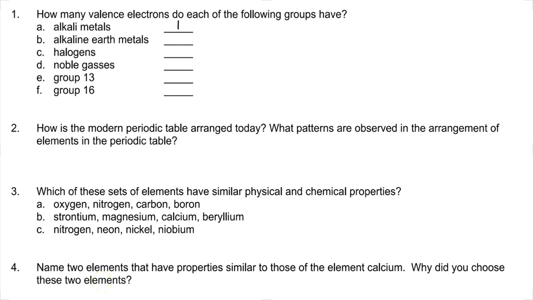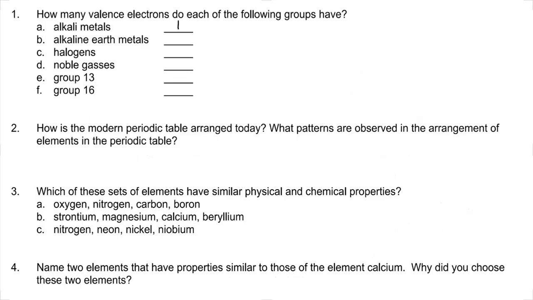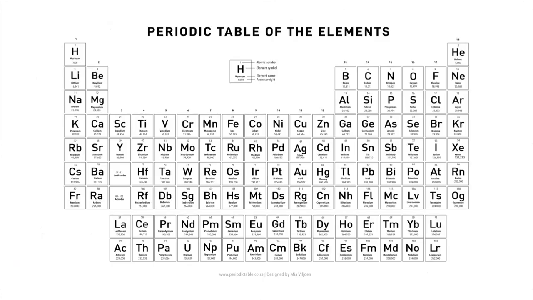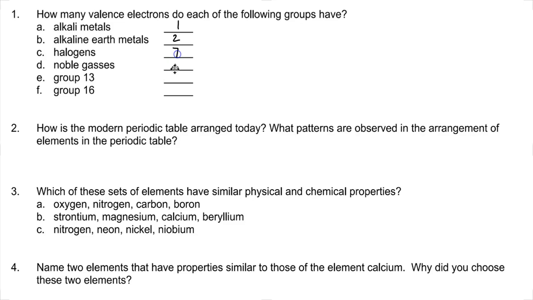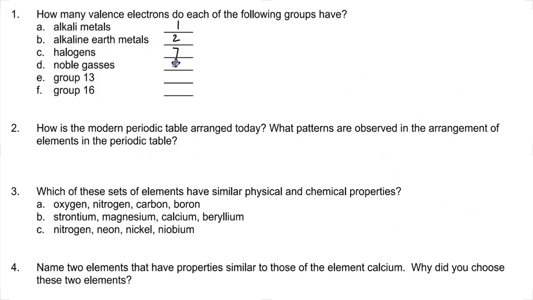The next group is alkaline earth. Alkaline earth is group 2. Everything in group 2 has 2 valence electrons. The next one is halogens. Halogens are over here. They're group 17. Everything in group 17 happens to have 7. Noble gases. The noble gases are over here, group 18. The noble gases happen to have 8 valence electrons.